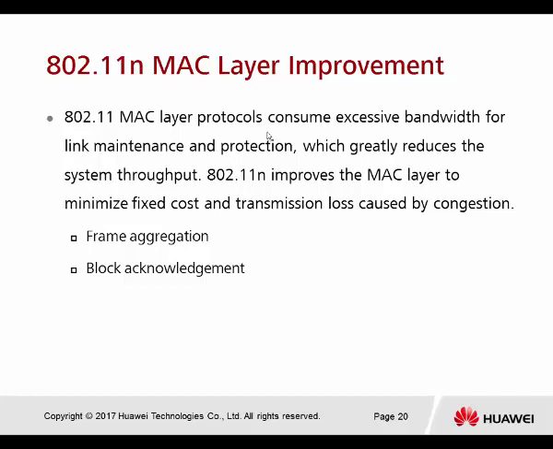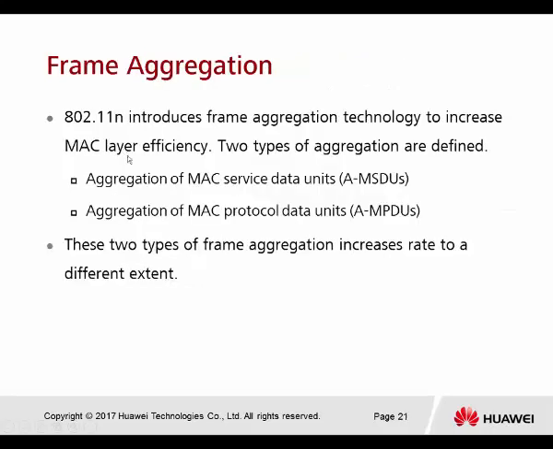802.11 MAC layer protocol consumes excessive bandwidth for link maintenance and protection, which greatly reduces the system throughput. 802.11n improves the MAC layer to minimize fixed cost and transmission loss caused by congestion. So they use these two: frame aggregation and block acknowledgement. 802.11n introduced a frame aggregation technology to increase MAC layer efficiency. Two types of aggregation are defined. The first one is MSDU, the aggregation of the MAC service data unit. The next one is MPDU, the aggregation of the MAC protocol data unit. These two types of frame aggregation increase the rate to different extents.